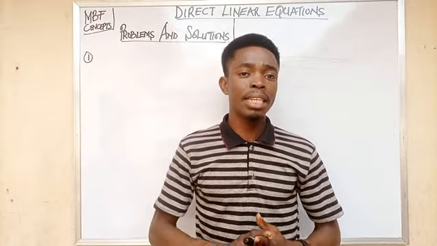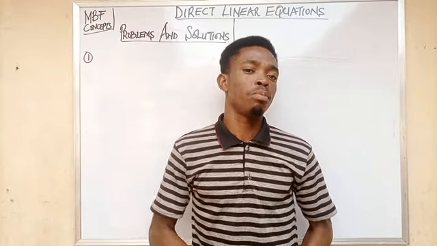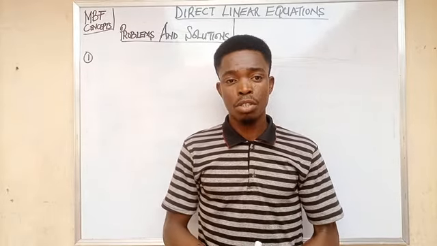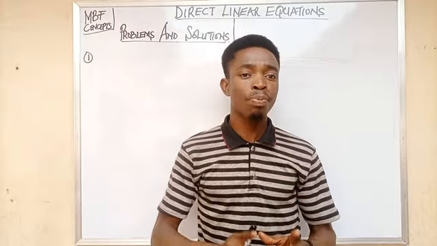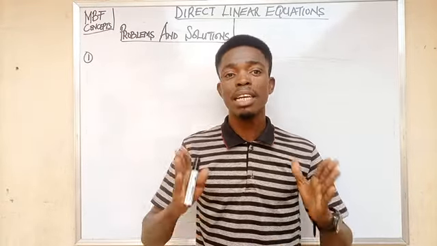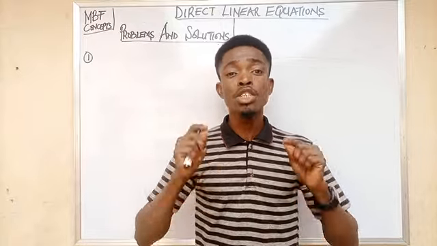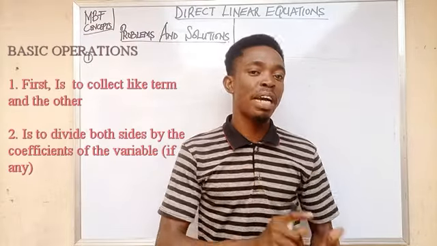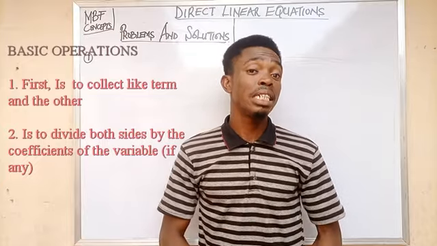Guys, what are the things that you do in direct linear equation that differentiate it from equation with bracket, equation with fractions, or problems leading to a linear equation? There are two basic operations that you perform anytime you are given a linear equation question. Number one is to collect like terms. The second is to divide both sides by the coefficient of the variable that you are given, if any.